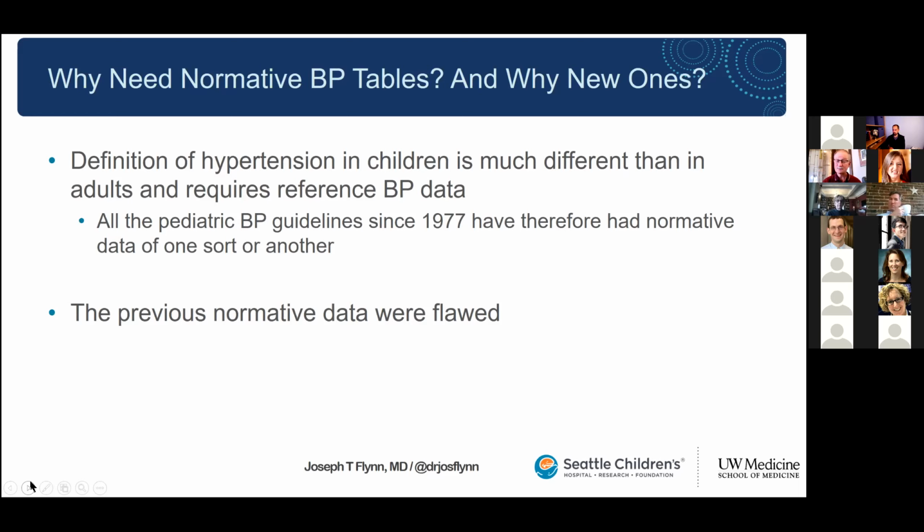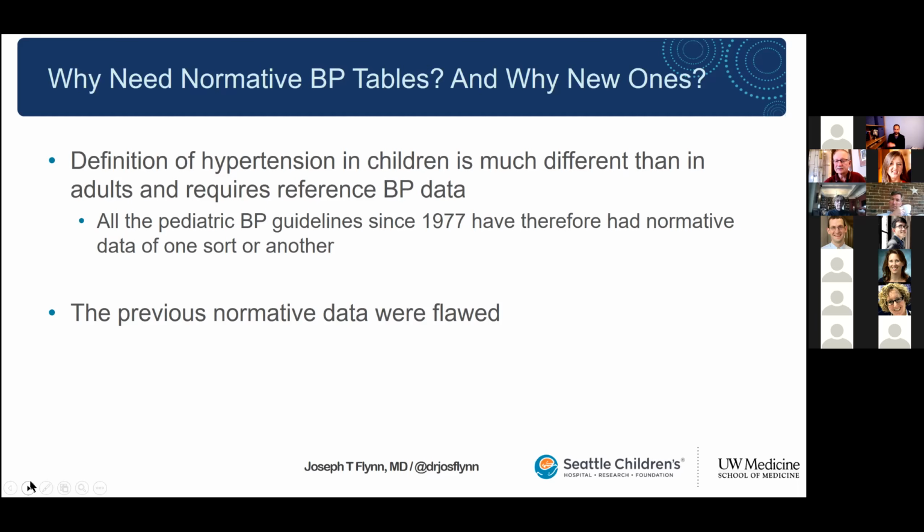And then a really important point is that our opinion, or at least my opinion as the chair of the guidelines committee, is that the prior normative data were flawed. And I'll explain why I felt that was the case.